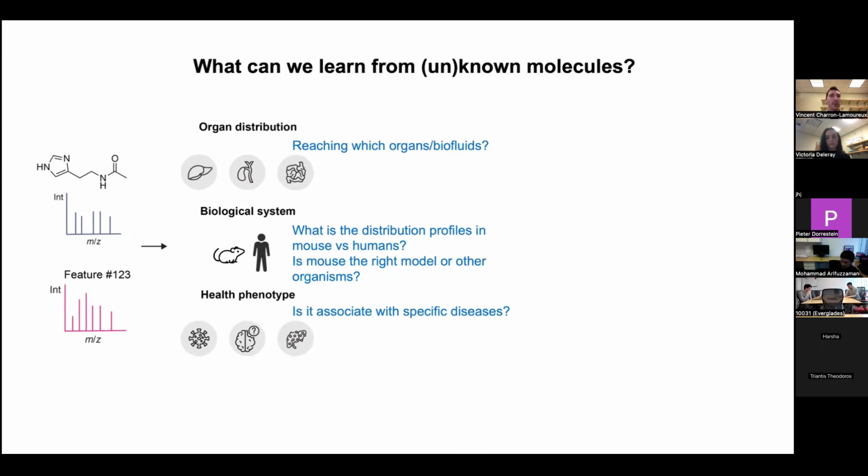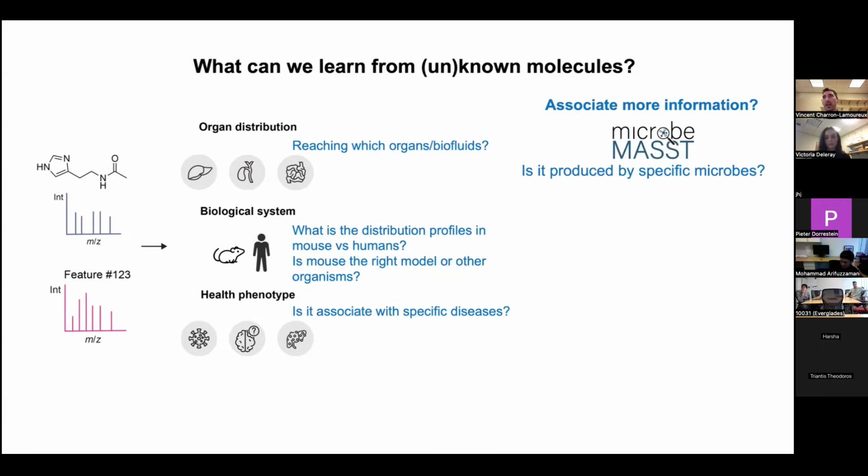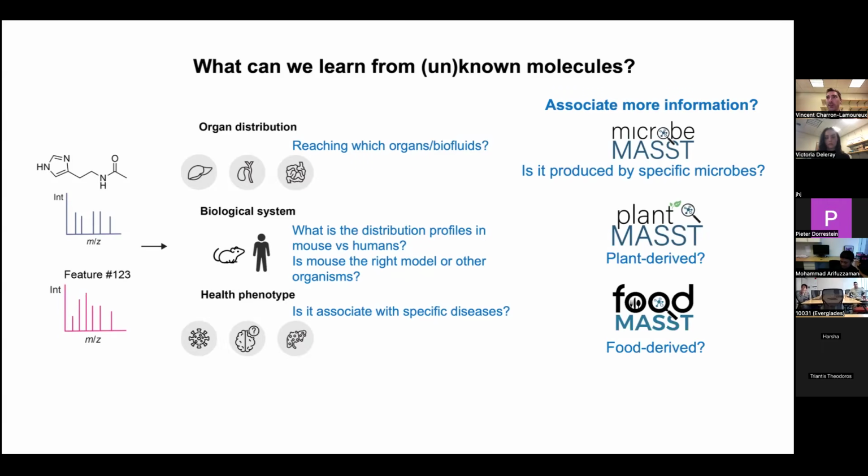You might also want to add other information to this. Let's say you found a feature in the gallbladder or in the liver, and now you want to know the origin of this molecule. Is this molecule associated with a specific microbe? Is it plant derived or food derived? You might want to know if this molecule is coming from the diet. These are the types of questions that reverse metabolomics can help you answer.